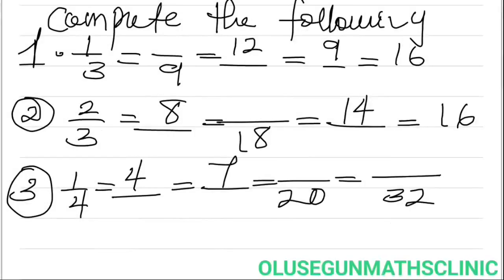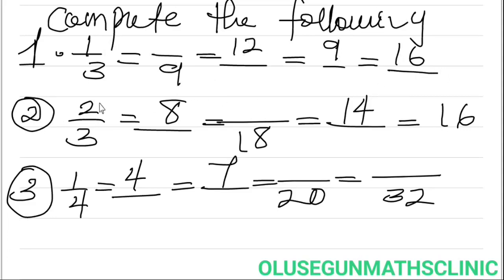So these are the class works. Now complete, from this class work, complete the following. Number 1: 1 over 3 is equal to dash over 9, is equal to 12 over dash, is equal to 9 over dash, is equal to 16 over dash.